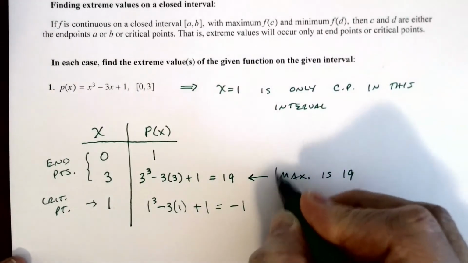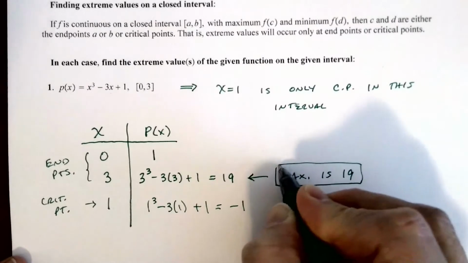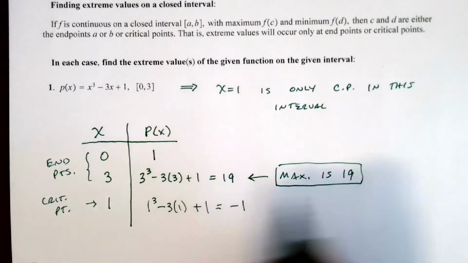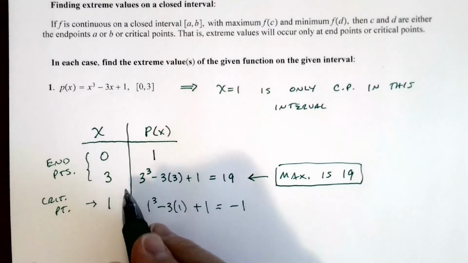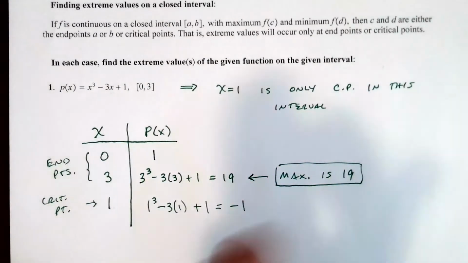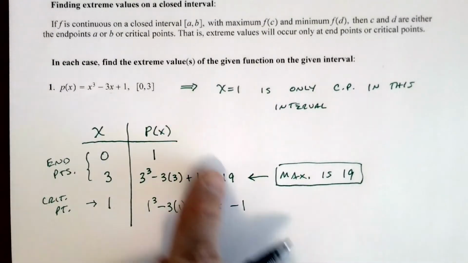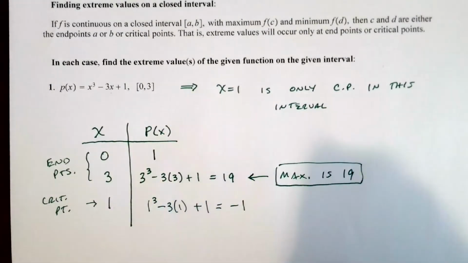Now that's the maximum value. It occurs, notice, at an endpoint. It occurs at x equals 3. But the maximum is 19, not 3. That's the location of the maximum. And you could have a maximum on an interval occur more than one place. You might have 19 listed more than one time in this list.